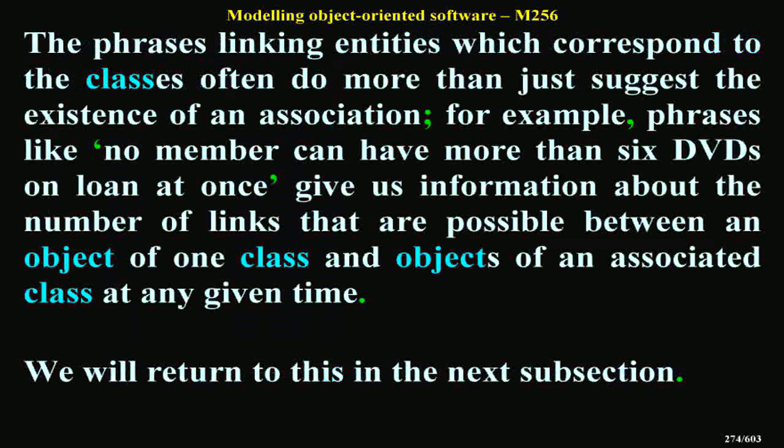The phrases linking entities which correspond to the classes often do more than just suggest the existence of an association. For example, phrases like no member can have more than 6 DVDs on loan at once give us information about the number of links that are possible between an object of one class and objects of an associated class at any given time. We will return to this in the next subsection.